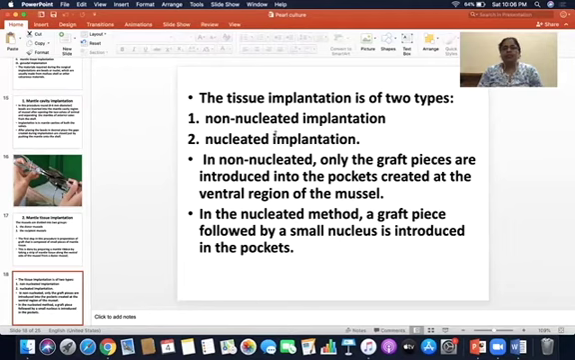Once the graft is made from the mantle, the tissue implantation is of two types. Number one, non-nucleated implantation, and number two, nucleated implantation. In non-nucleated implantation, only the pieces of the graft from the donor muscle are introduced into the pockets that are created in the ventral region of the muscle. In the nucleated method, however, the graft piece is followed by a small nucleus, which could be a bead, that is introduced into the pocket.